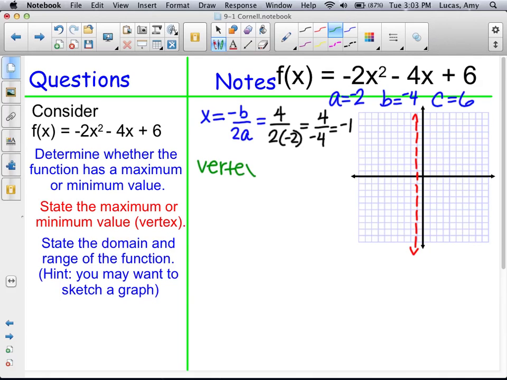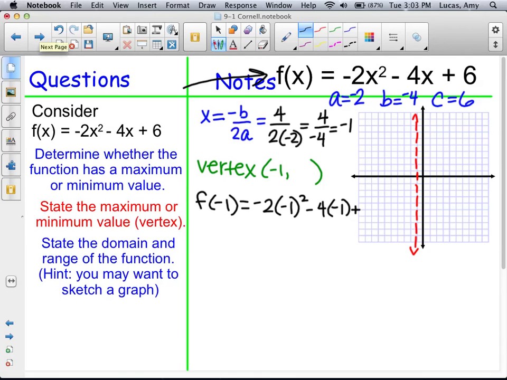Now, to find the rest of my vertex, it has an x coordinate of -1, but I'm going to have to plug in that -1 into my function up here to figure out the value for y. So the value of my function at -1, I substitute -1 for both x's and then use the order of operations. So exponent first, -1 squared is 1. Then I can multiply from left to right, -2, +4. So my y coordinate of my vertex is 8. Now I'm ready to graph my vertex. So my vertex is right on my axis of symmetry. It's -1, 8, which would be right here.